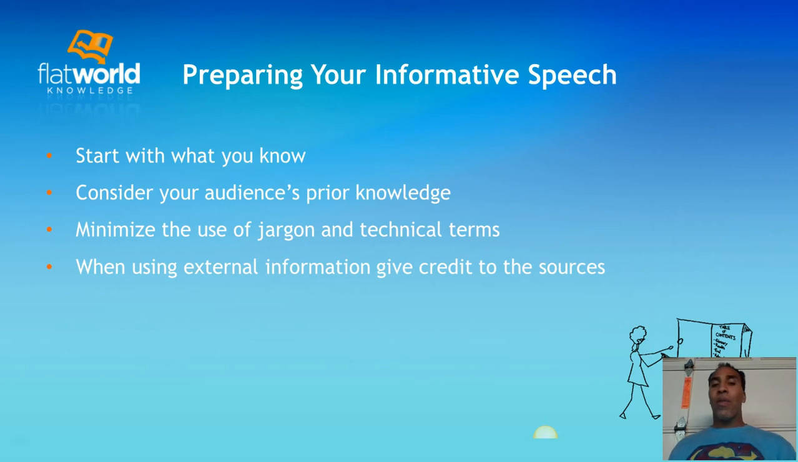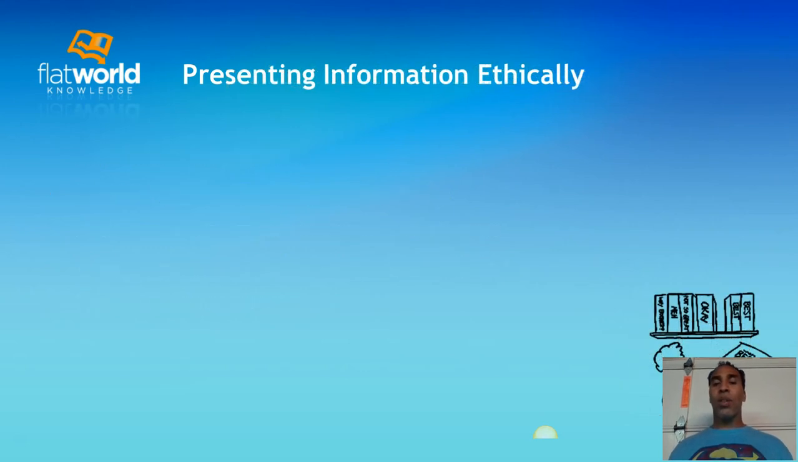When using external information, give credit to the sources, right? So you always want to give credit where credit's due. Don't make it seem like it's something that you actually created. And present information ethically, right? You want to do the right thing in terms of presenting information, and you'll present it ethically. Like I said, you want to stay right down the middle of the road. You don't want to veer right. You don't want to veer left. You just want to always do the right thing.